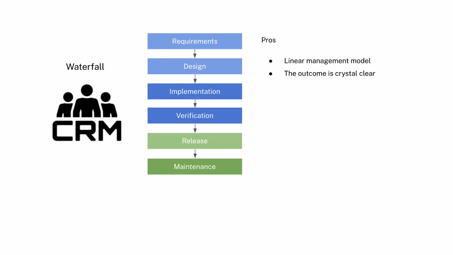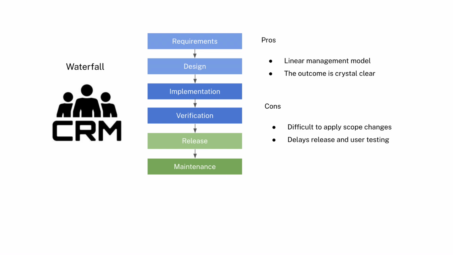Let's take a look at pros and cons of Waterfall. So, pros. Waterfall is a linear management model, so you just move from one step to another step. The outcome is crystal clear, you get all requirements, you have a clear understanding about the final outcome. And the cons of the waterfall. It's difficult to apply scope changes.